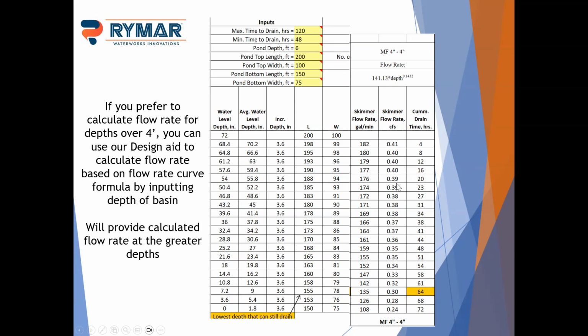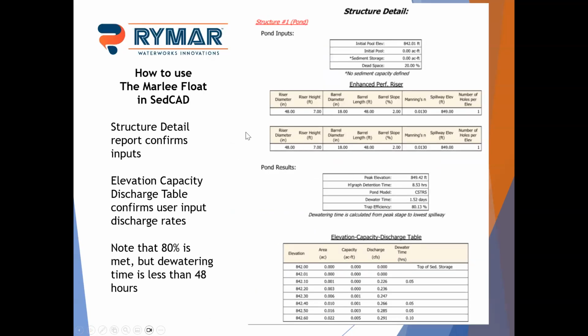But if you really want to accurately model that, you can use our tool here and put those flow rates in. Once you have that, you just run the model. And what you're looking for, at least in South Carolina, is that you want to hit an 80% trapping efficiency here. And so you're going to have all your pond information, your sediment storage, your dead space, your riser information. It's all up in here. And then the elevation capacity discharge table. You'll see the discharge here should match what you pull directly off your skimmer.